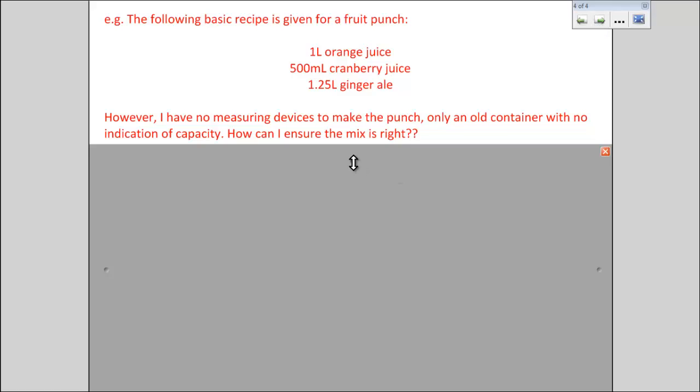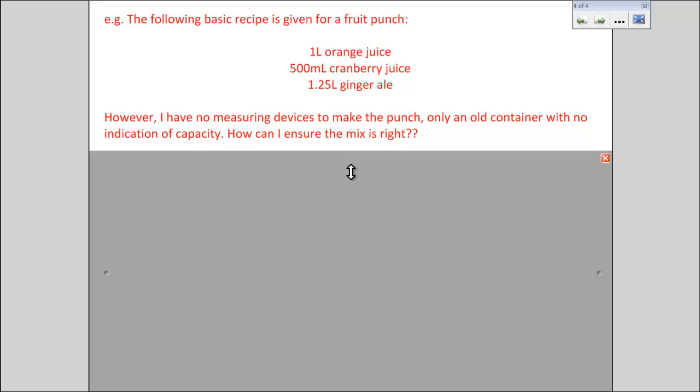Since we're not necessarily up to the age of using cocktails yet, we're going to look at a non-alcoholic drink. The following basic recipe is given for a fruit punch. We've got a litre of orange juice, 500 ml of cranberry juice, and 1.25 litres of ginger ale. In this case we're going to say that we've got no measuring devices to make the punch. We've only got an old container that has no indication of capacity. We want to know how we can ensure that the mix is going to be right. Because if you put too much or too little of one thing in, obviously it's going to change the taste of it.